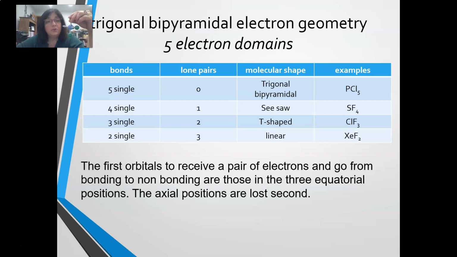If I lose another bond to a lone pair, again it's coming off another equatorial position, I get something called T-shaped, okay? So if I turn it on its side, it looks like a T. So 2 equatorials are gone. I'm left with a T. And then if I lose another pair, now I'm back to linear because all of the equatorials are gone, so I only have the 2 axials. Okay, so in trigonal bipyramidal, you lose the equatorial electrons first.